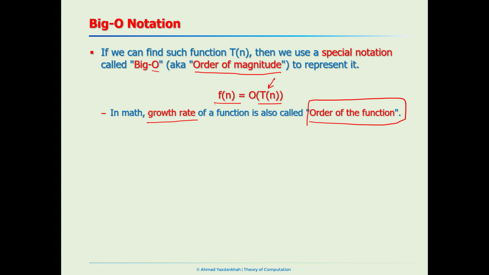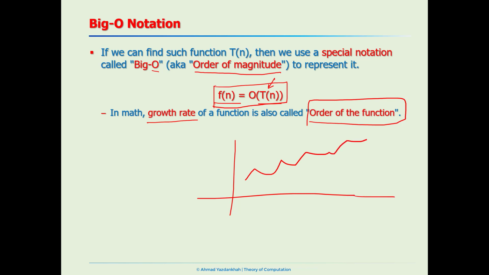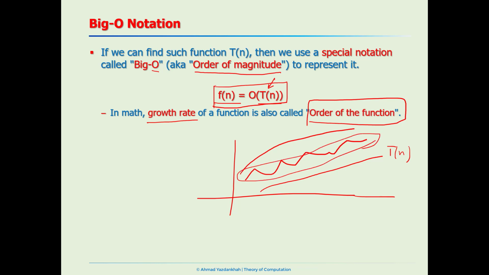Let's be a little bit more precise. What does this t of n need to have for us to use this notation? In other words, it does not matter that, let's say, this is that ugly function. t of n doesn't need to be here. If it is here, but it has the same growth rate, then it works. So we can approximate this t of n here with this unknown function.